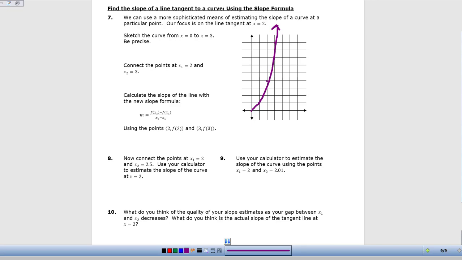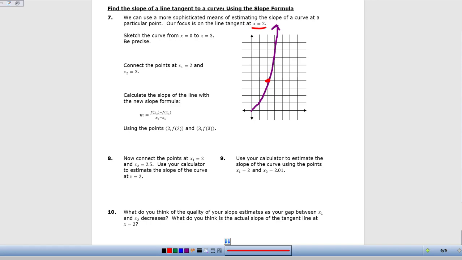So we estimated the values of the slopes of the tangent lines at x equals 1, 2, or 3. But now we're going to zero in on the slope of the tangent line at x equals 2. We want to actually see if we can calculate what that slope is. So again, I've pre-graphed the curve from x equals 0 to x equals 3. And so we are ultimately interested in the slope of the tangent line at that location.